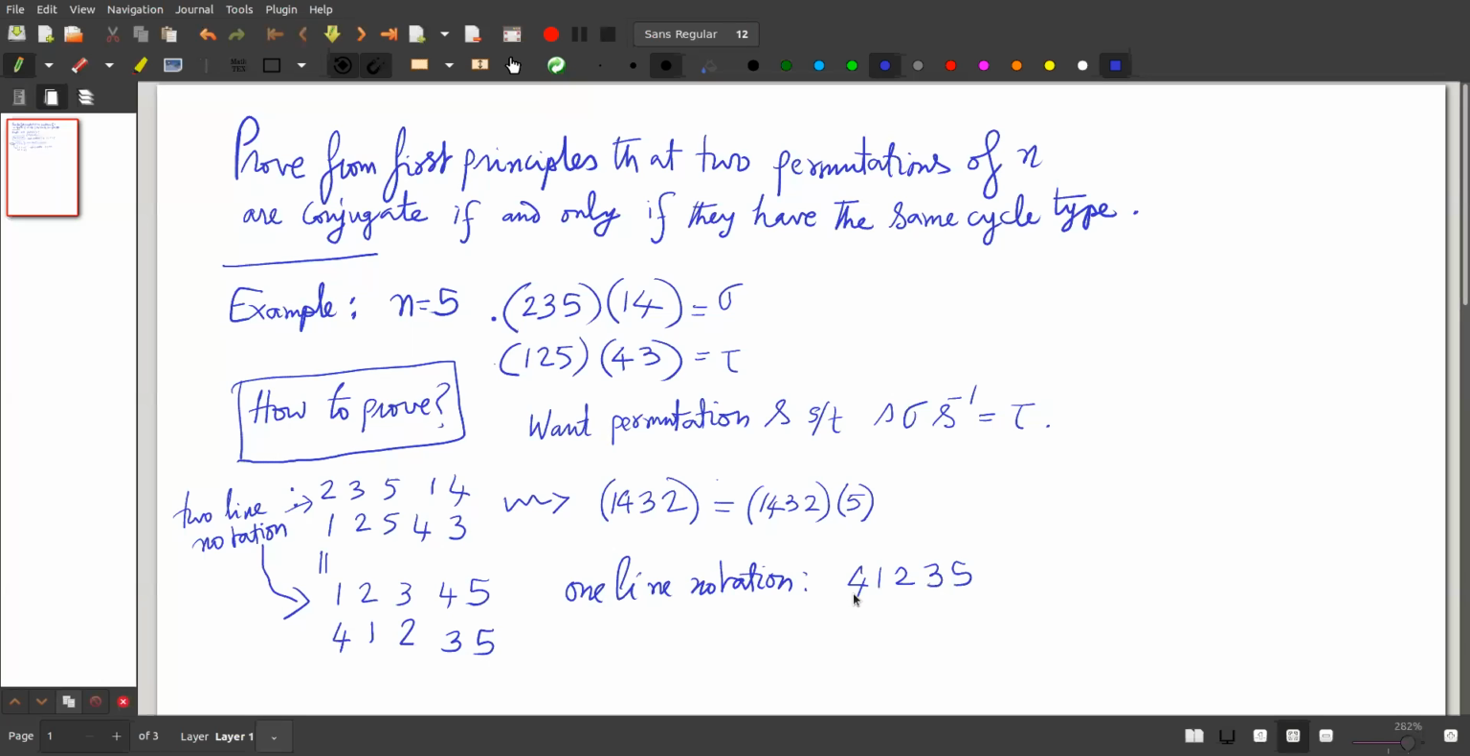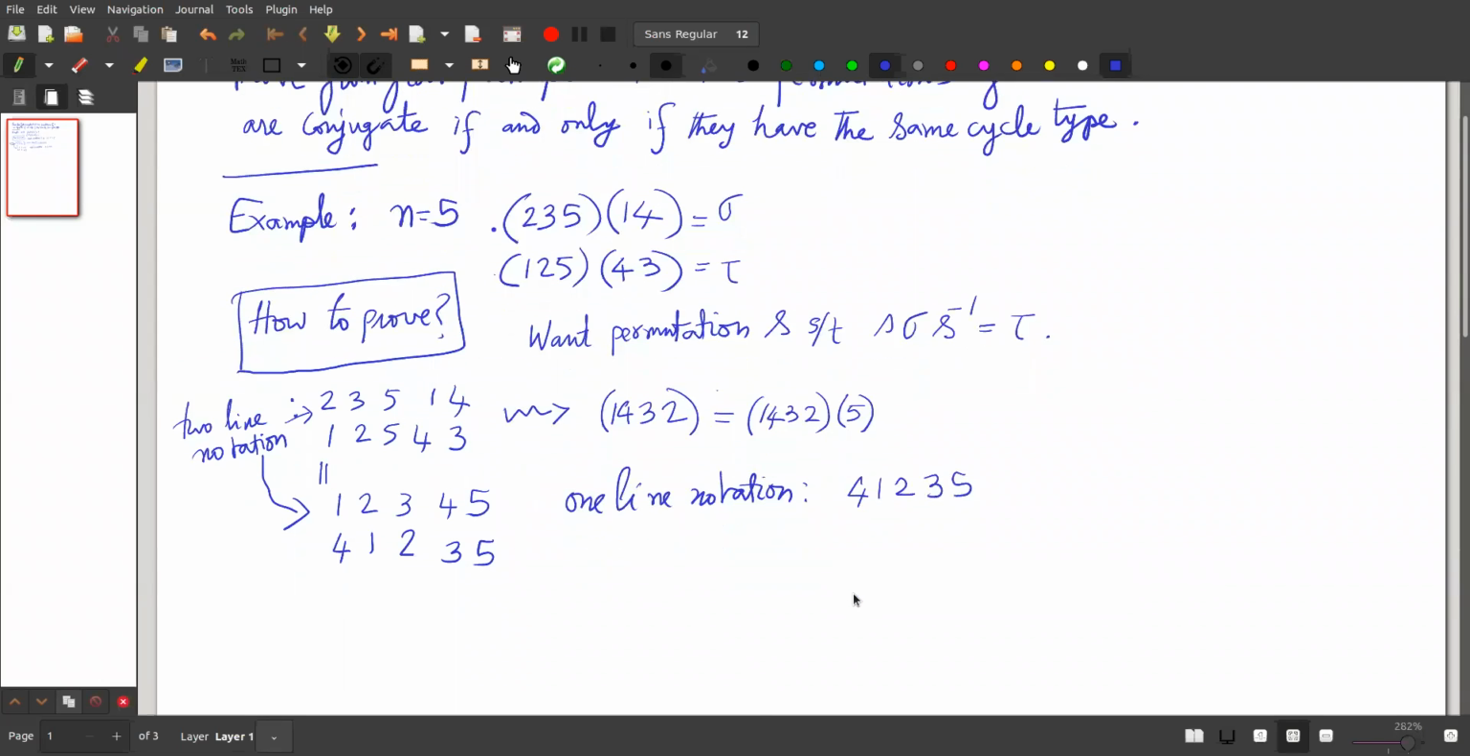Is this clear? Okay. Now the claim is, let's call this S. This is the same thing as this, which is the same thing as this. Whether you write it like this, or like this, or like this, it doesn't matter. It represents the same permutation. And the claim is that S sigma S inverse is equal to tau. How do we see this?